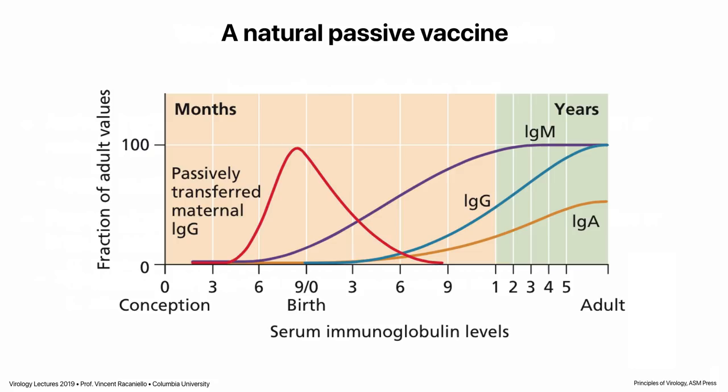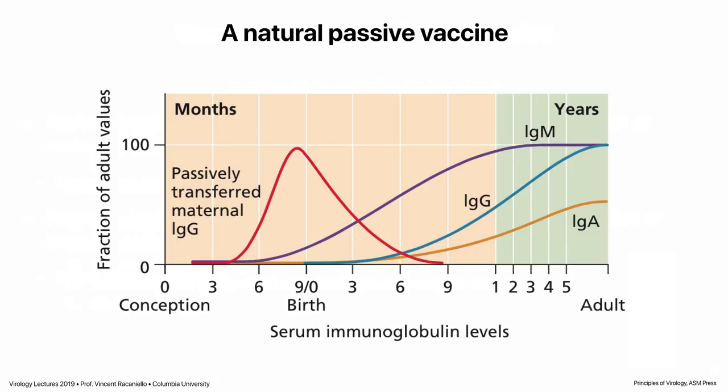So in a nursing home, if there's an outbreak of flu and not enough people are immunized, you give them an antibody or a drug. Those are special situations. You wouldn't use that in a general population. At birth, your mother has given you a passive vaccine, right?